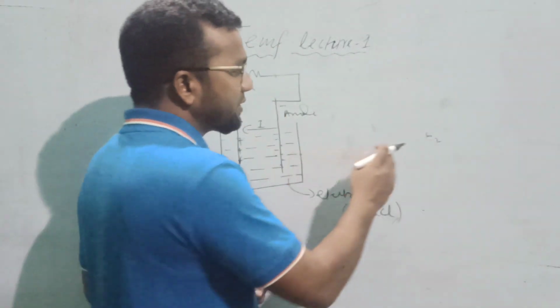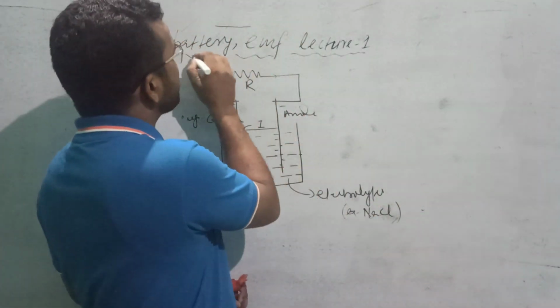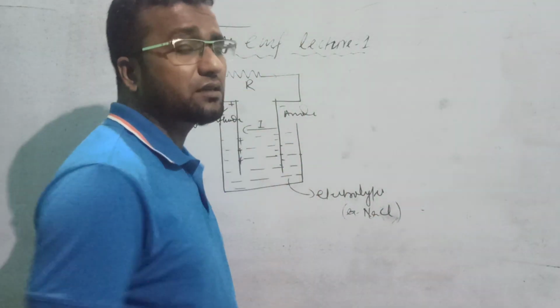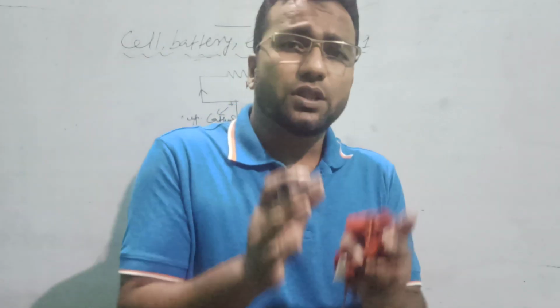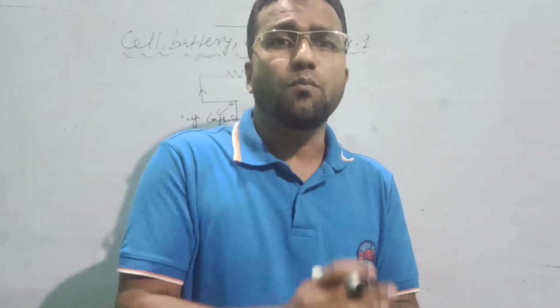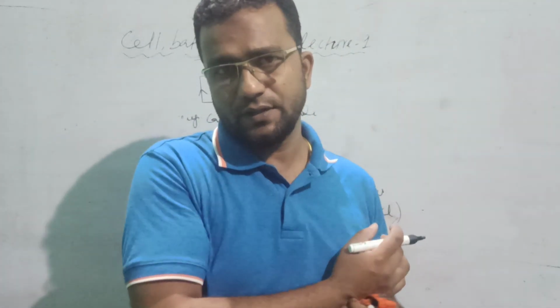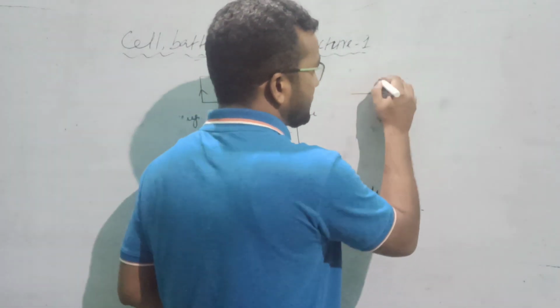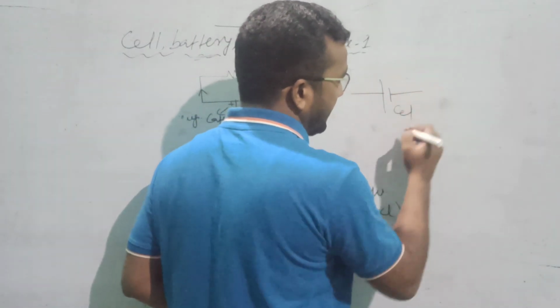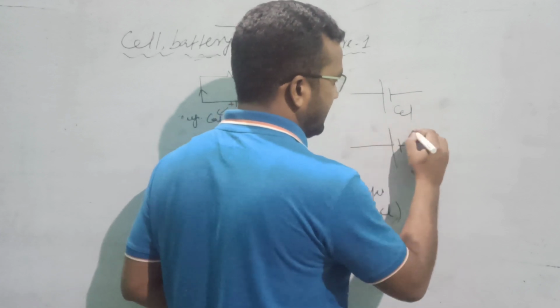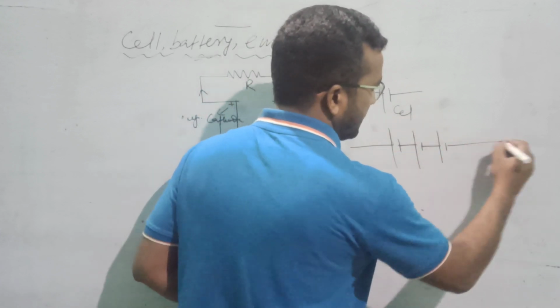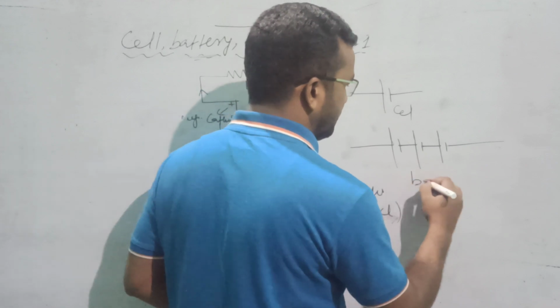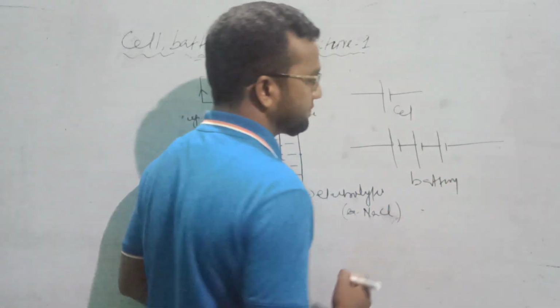And now we know that here a term is battery. Battery is the combination of more than one cell. Suppose that this one is, you can say, a cell, but when you have a combination like this, this is known as a battery. That's all.